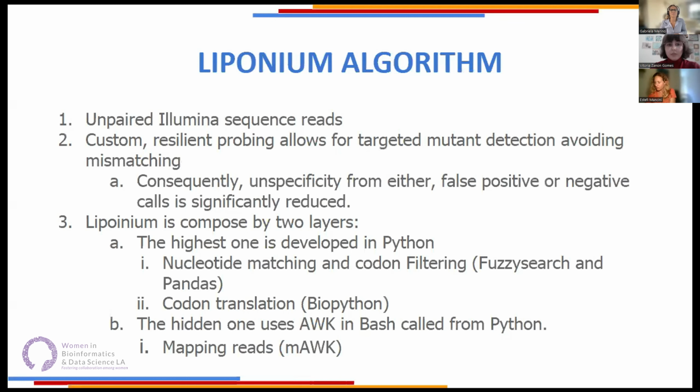Well, talking about Liponium implementation, it is composed of two layers. The first and highest layer is developed in Python, using libraries like fuzzy search and pandas for nucleotide matching and codon filtering, and BioPython for translating codons into amino acids. The second, hidden layer uses AWK in bash, which is called from the Python layer and is responsible for mapping the probes into the sequences. And for this implementation specifically, we used the AWK version.